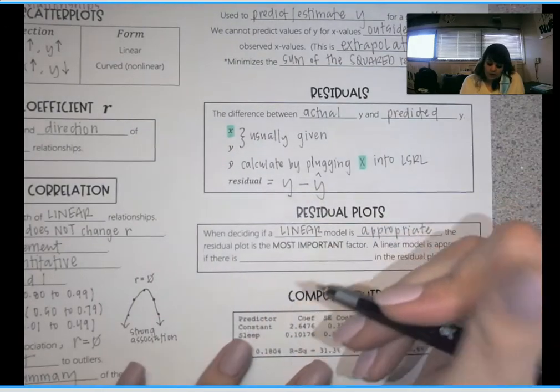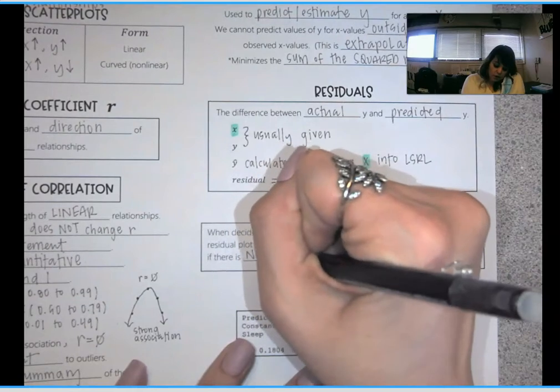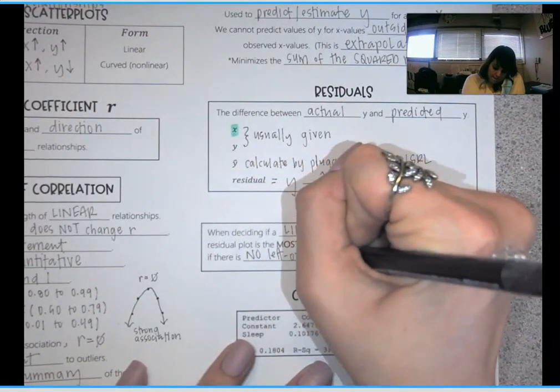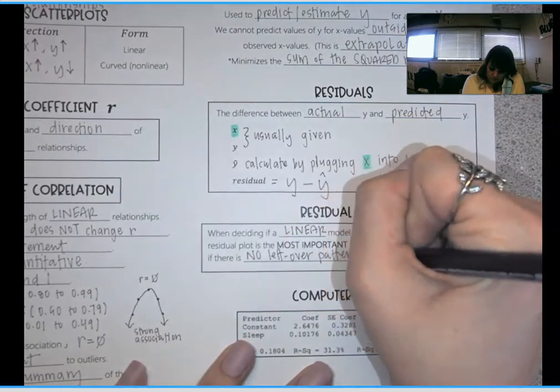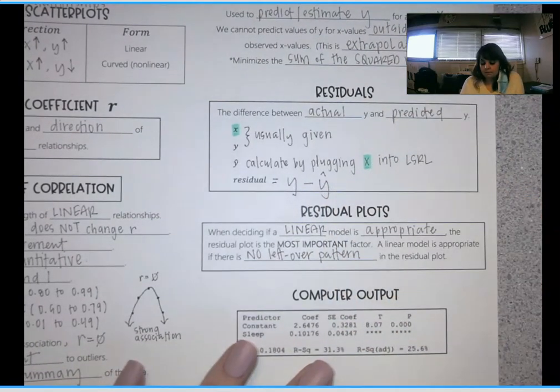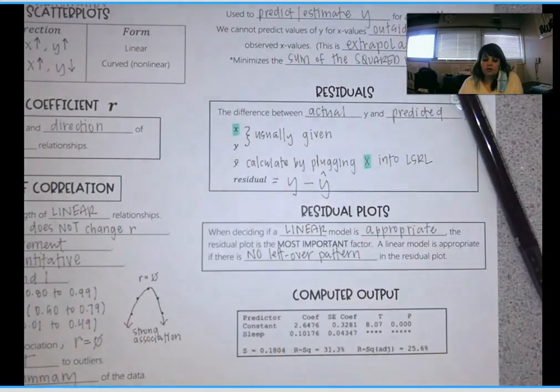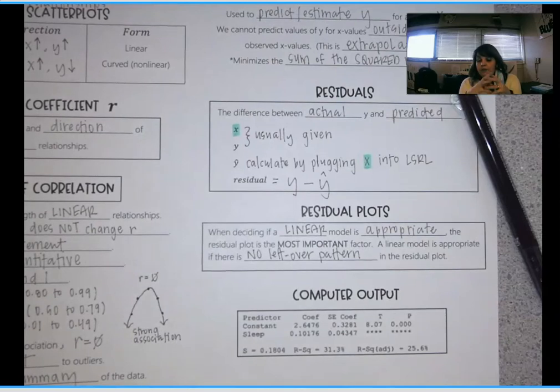A linear model is appropriate if there is no leftover pattern in the residual plot. So that means the linear model that you used captured the relationship between X and Y. If it captures the relationship, that means that what you have left over is random scatter. If what you have left over is another pattern, like a curve, that means you didn't capture the whole relationship because you still have that curved relationship left over. So you want to look for no pattern or random scatter.